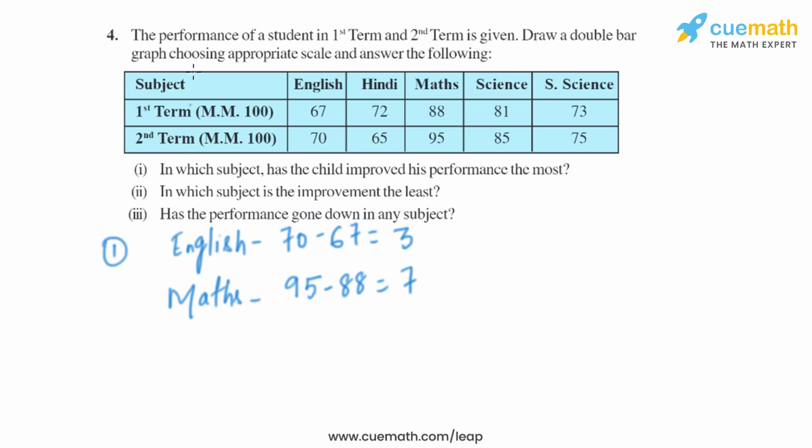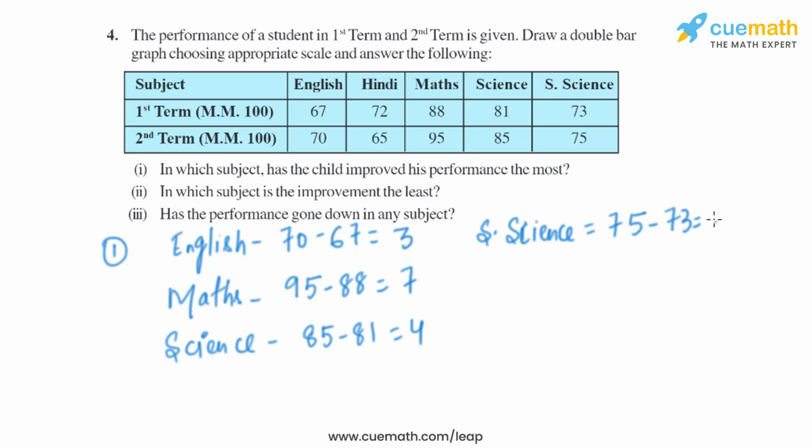So let's move on to science. As we can see, in science there is an improvement of 4 marks. It will be 85 minus 81, which is 4 marks. And let's move on to the last part, that is social science. If we can see, earlier he scored 73 and now he has 75. So there is an improvement of 2 marks. Now as we can see, the child has improved the most in maths.